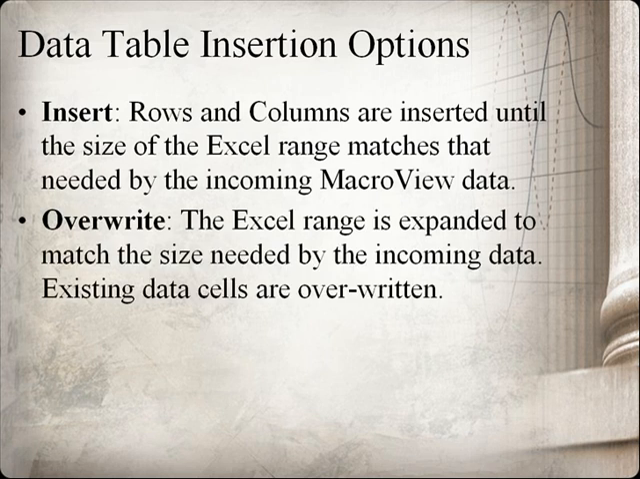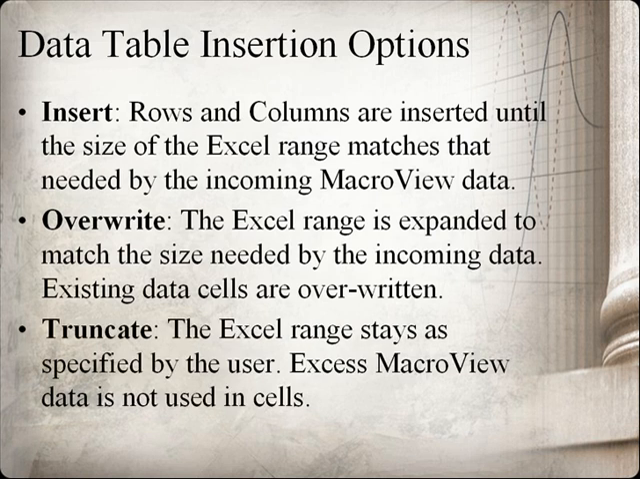Overwrite will not insert any more cells or columns or rows. Any excess data will just be overwritten to the cells next to it. So if you have any data there that's good, it will just overwrite that. So be careful when using that option. And truncate will cut off any of the excess data returned. So it'll simply fit the range you specified, and the excess will just be left out.